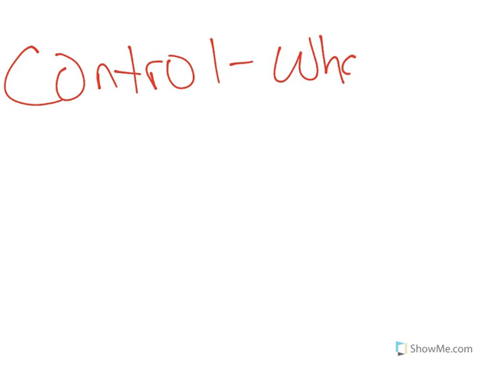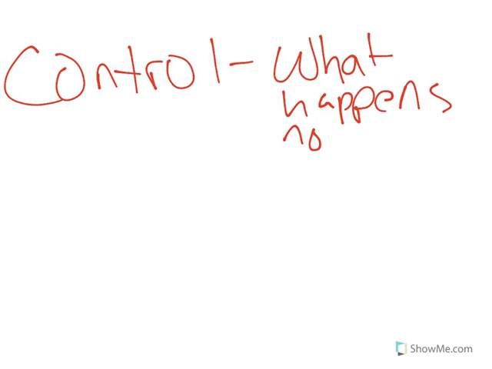Next, we have the control. And the control is what happens normally. So if you're trying to test whether something's going to be better or worse, you need a control to see what would normally happen under those conditions.